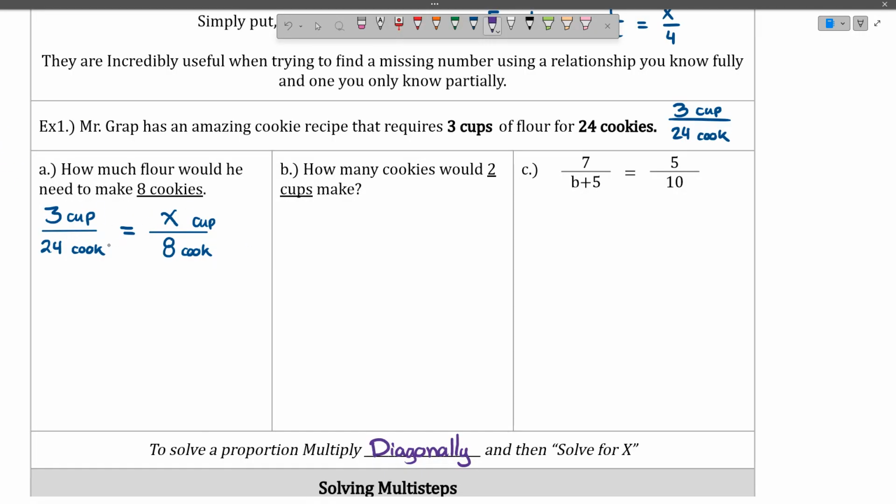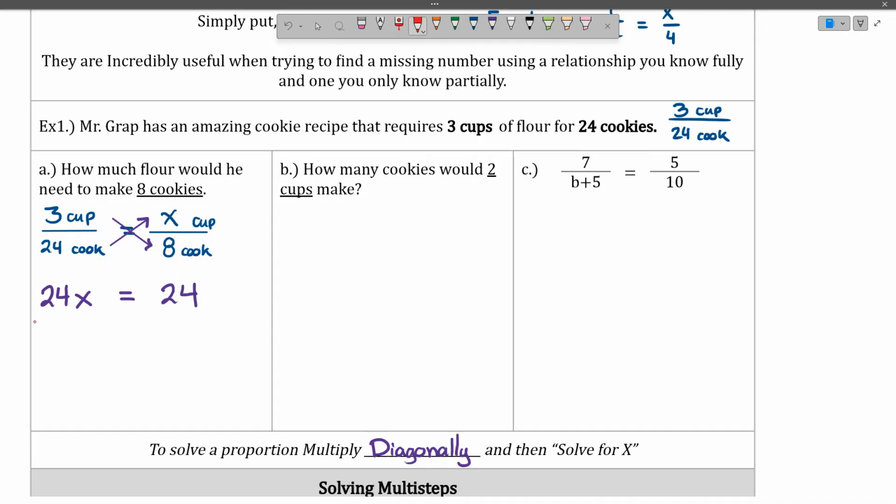So here's what I like to do first. I like to start by multiplying the variable. So 24 times x. I'll write that. 24 times x, 24x, is equal to, and then I'll multiply this way, 3 times 8. 3 times 8 is 24. And so remember, x represents the number of cups of flour I need. All I have to do now is undo any unwanted numbers, and I'll know what x equals.